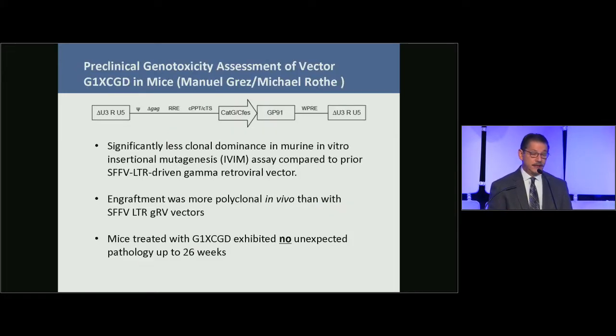Additional preclinical data looked for safety, and they compared this SYN lentiviral vector to the prior gamma retroviral vector and saw significantly less clonal dominance in murine cells in the IVIM assay. And comparing mice grafted with these cells, there was more polyclonal engraftment with the lentiviral vector than with the gamma retroviral vector. And mice treated with this vector showed no unexpected pathology followed up to half a year.